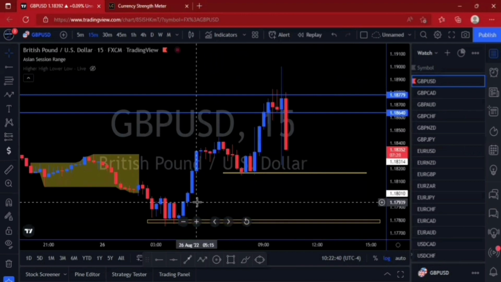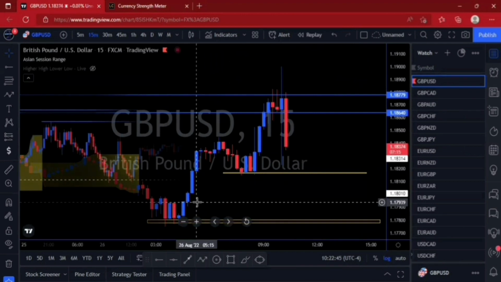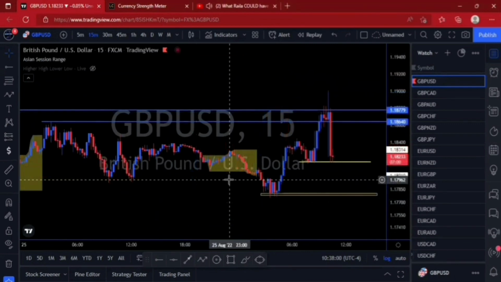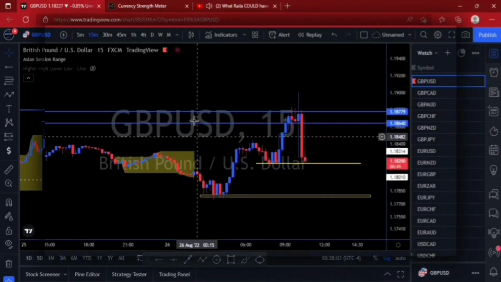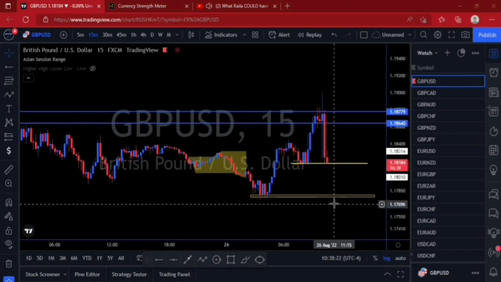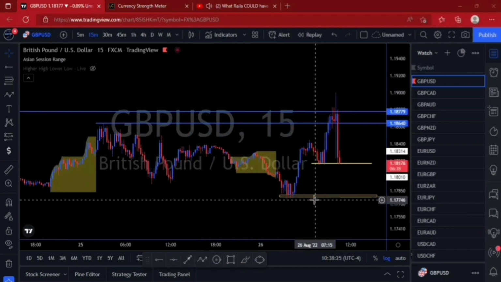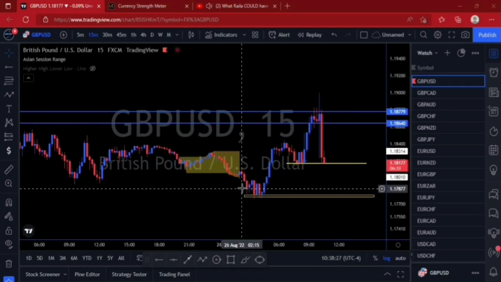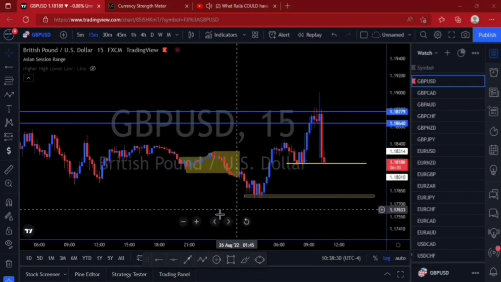I can scalp and get out, but I have a target profit in place. No matter what happens, we simply have to wait. London lows is my take profit.